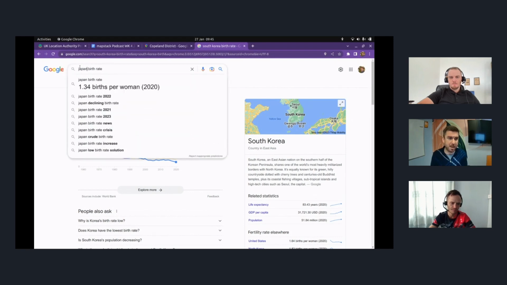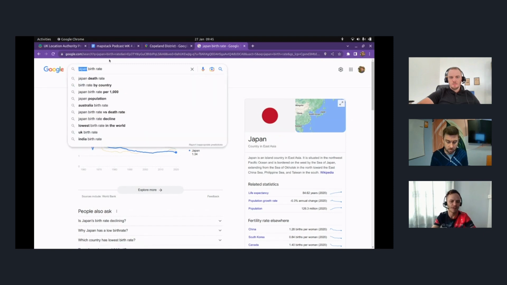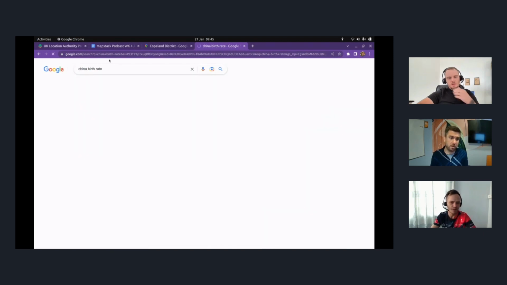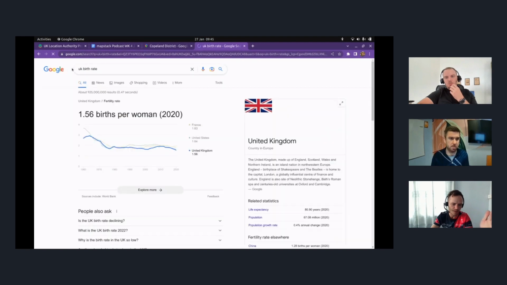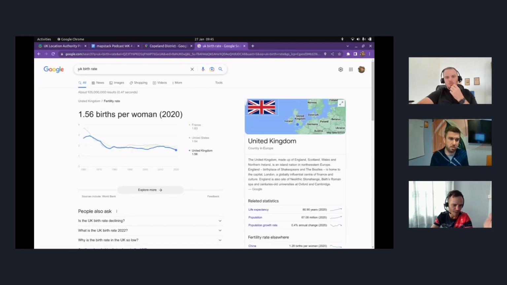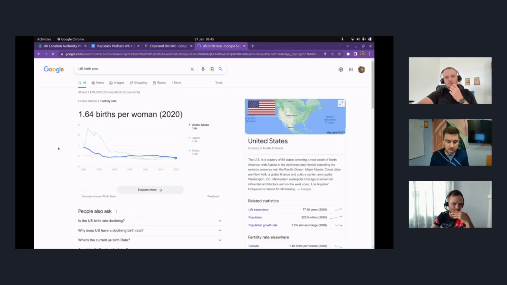Let's see where Japan's at. 1.34. 1.3 was the one that was a little bit higher than Korea. I think South Korea's is the worst. I think China as well, yeah, 1.28. And of course, China is reporting a declining population, so you can assume the problem's 30% worse than whatever those numbers show. UK's is low, 1.6.